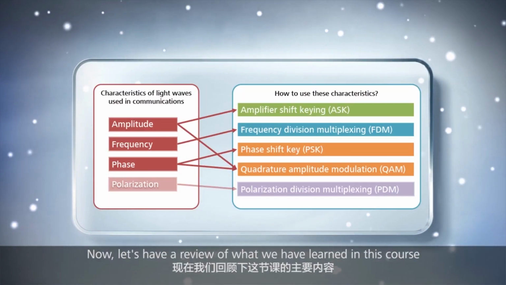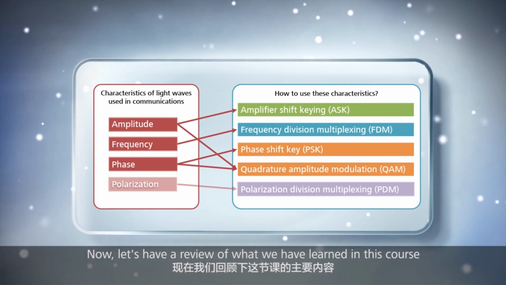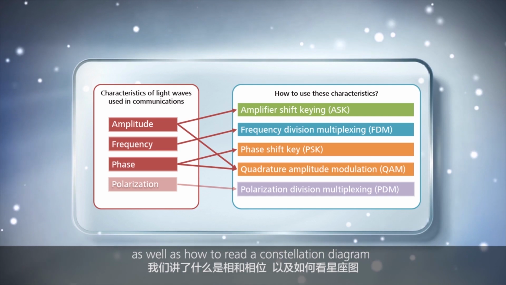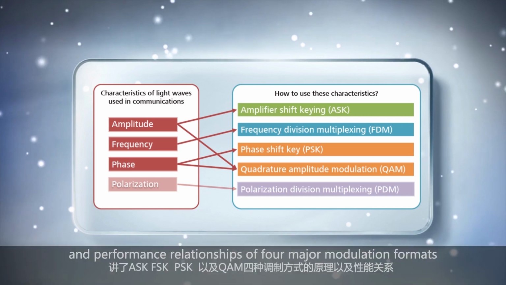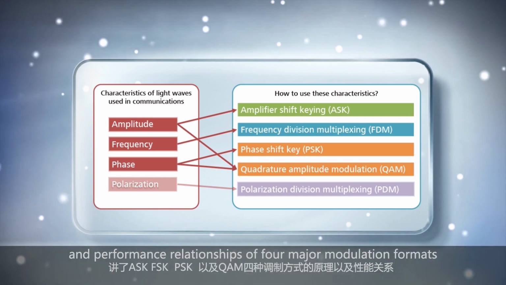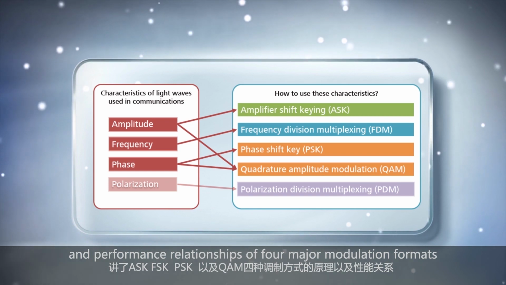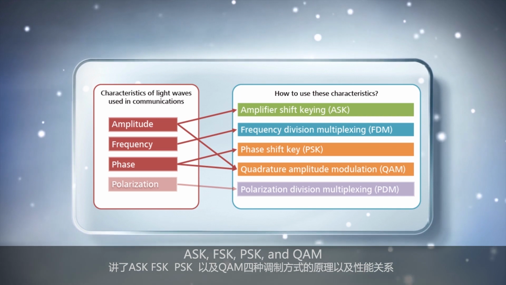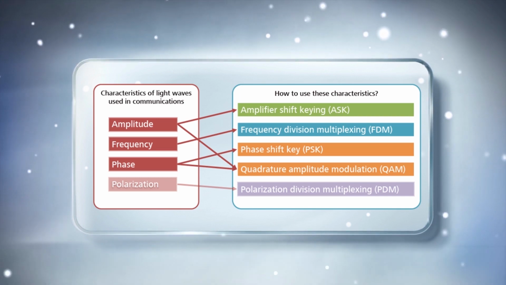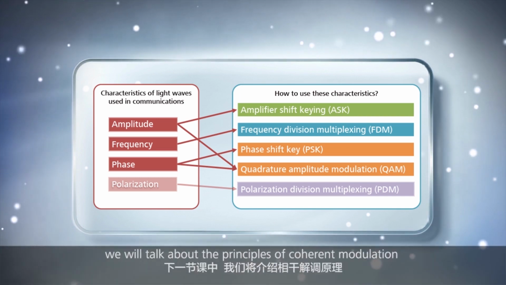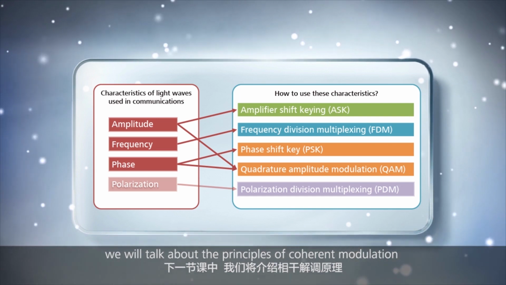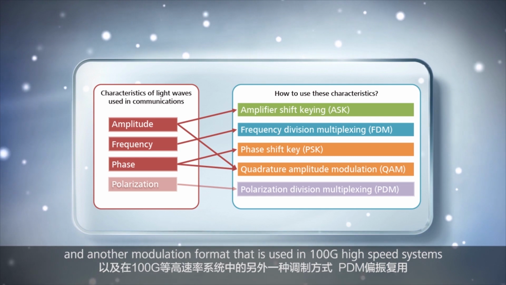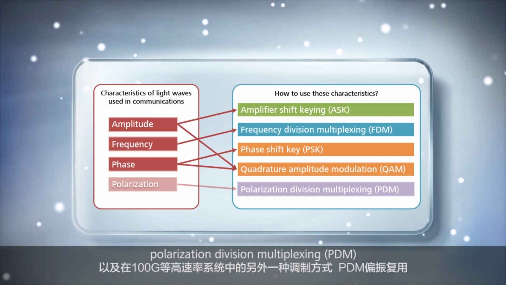Now let's have a review of what we have learned in this course. We talked about the concepts of phase and phase angle, as well as how to read a constellation diagram. We also learned about the principles and performance relationships of 4 major modulation formats: ASK, FSK, PSK, and QAM. In the next course, we will talk about the principles of coherent modulation and another modulation format that is used in 100G high-speed systems, polarization division multiplexing.